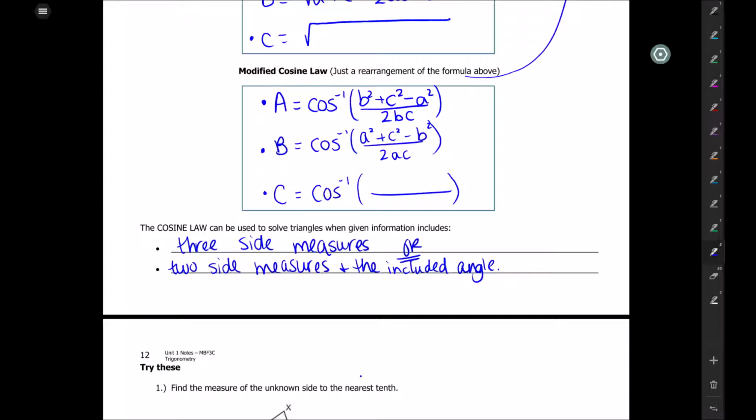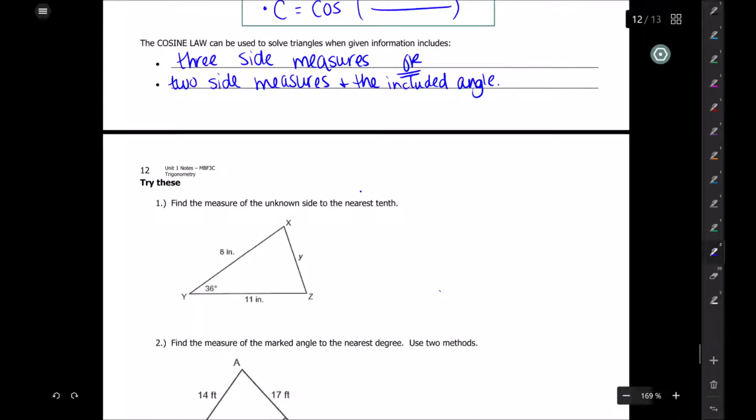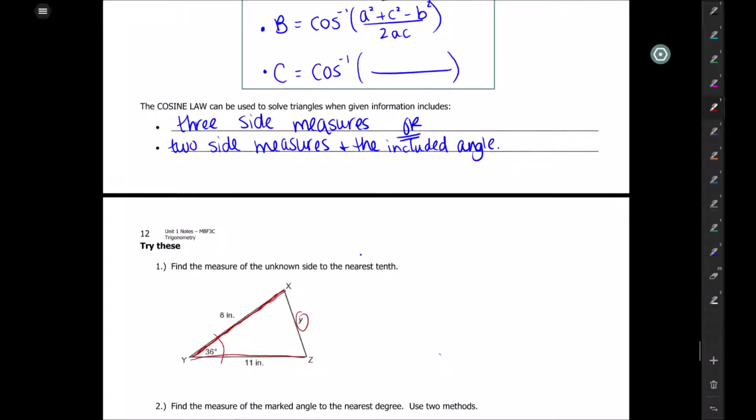When you're ready, we'll move on to question number 1. Okay, so we're going to try these examples. Question number 1 says to find the measure of the unknown side to the nearest tenth. So in this example here, we are given one side length, another side length, and the included angle. So we need to figure out what this side length is right here. We have two side measures and the included angle, so we are able to use the cosine law.